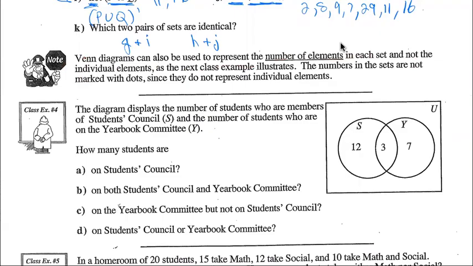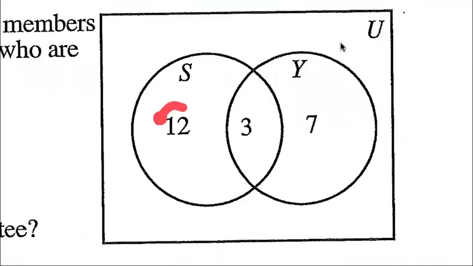It says Venn diagrams can also be used to represent the number of elements in each set and not the individual elements, as the next class example illustrates. The numbers in the sets are not marked with dots. They do not represent individual elements. So this is not the number 12. This is 12 things there. If that were the number 12, then it would be indicated with a dot behind. But no dot indicates the number of things.